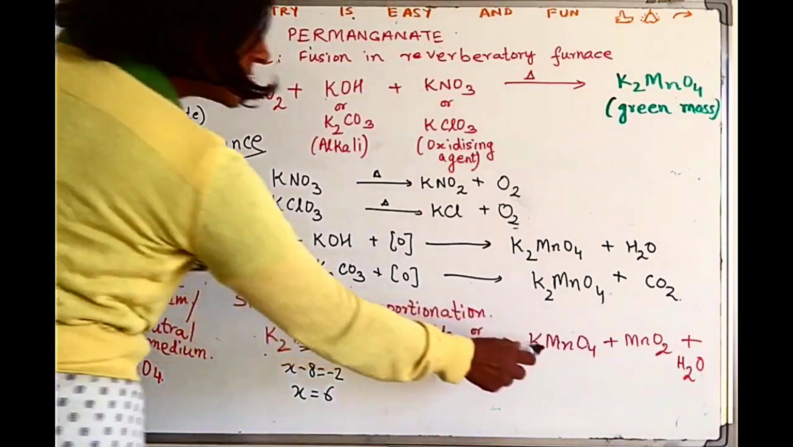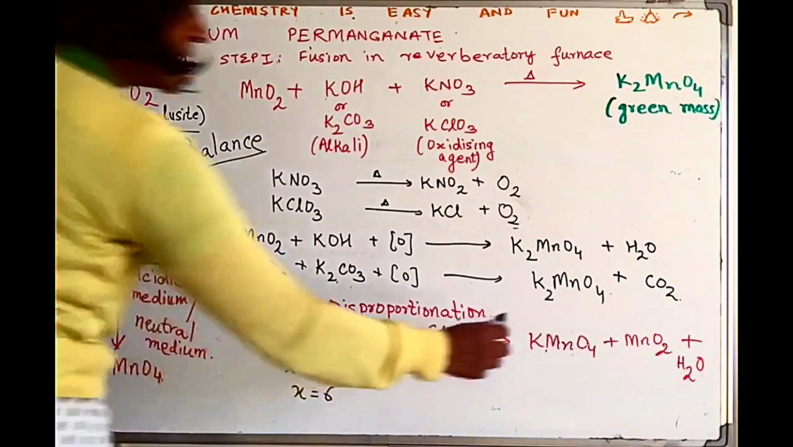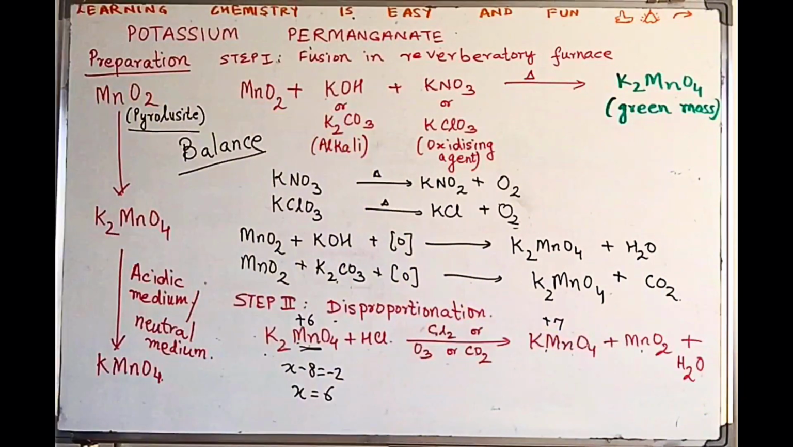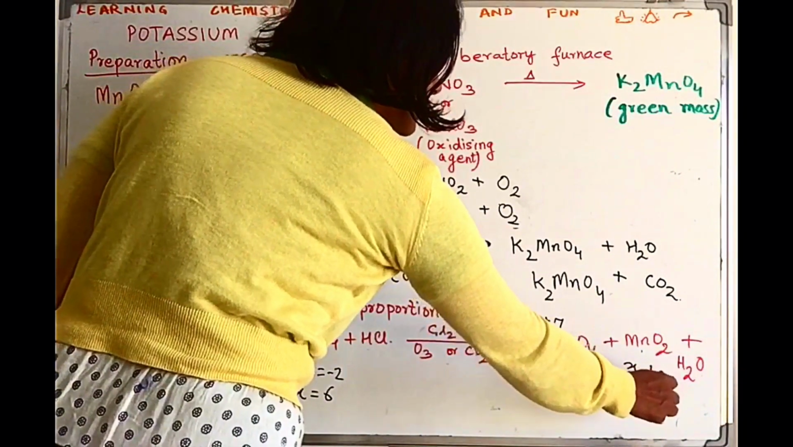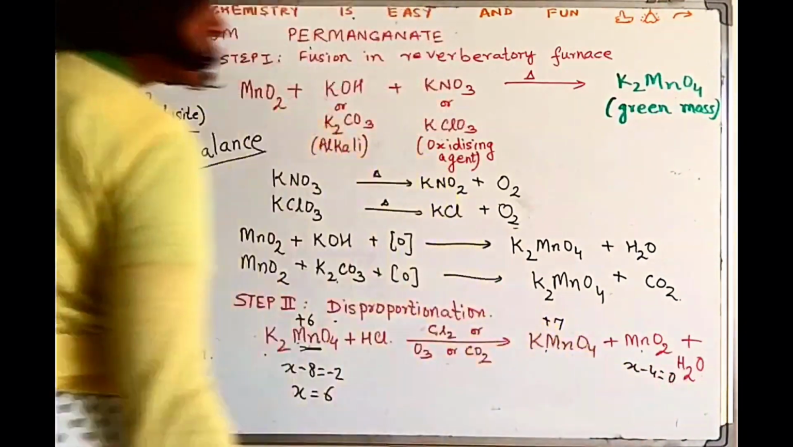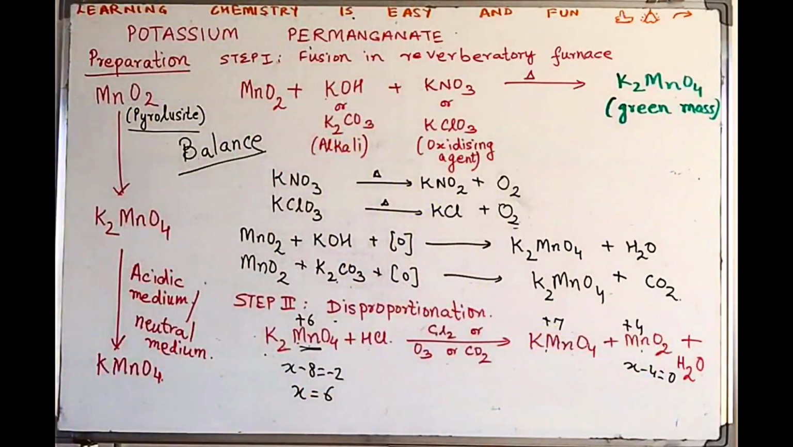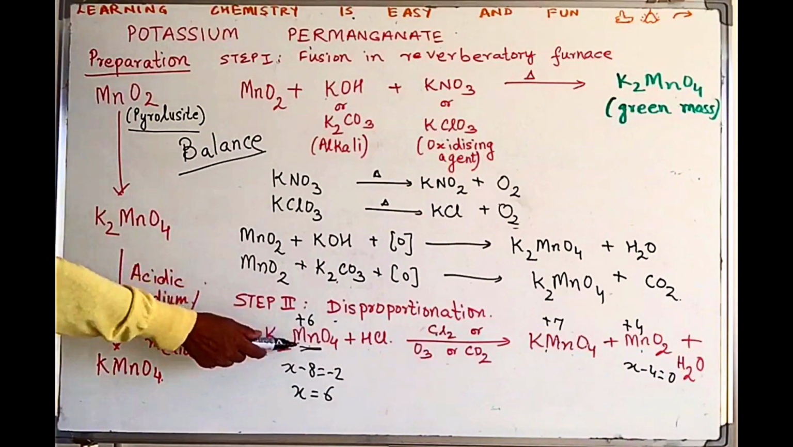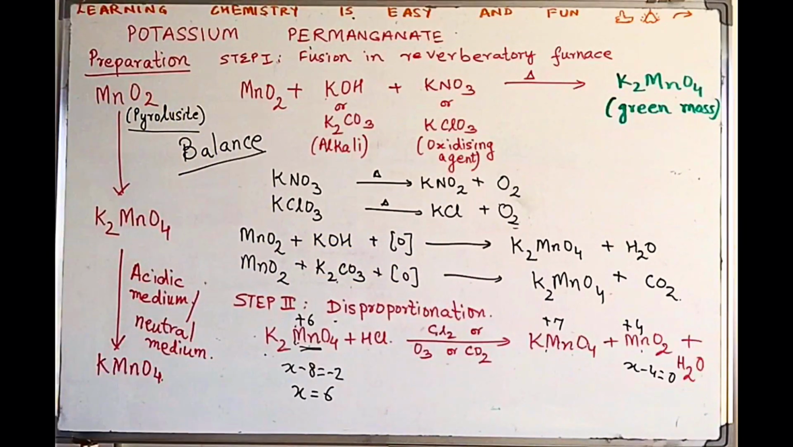What is the oxidation state of manganese in KMnO4? It is 7. What is the oxidation state of manganese in MnO2? Again calculated. So this is X minus 4 equals 0. So the oxidation state of manganese over here is plus 4. Manganese in K2MnO4 from plus 6 state is changing to plus 7 state.